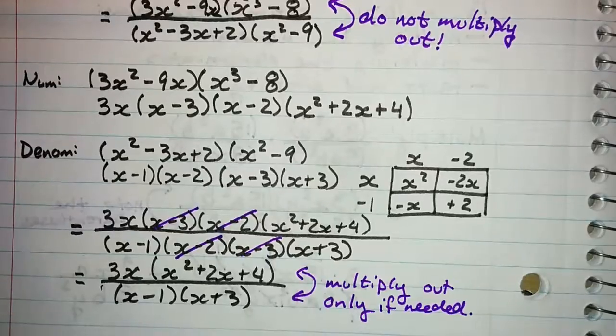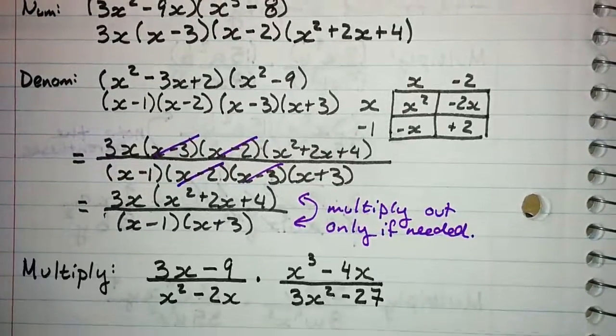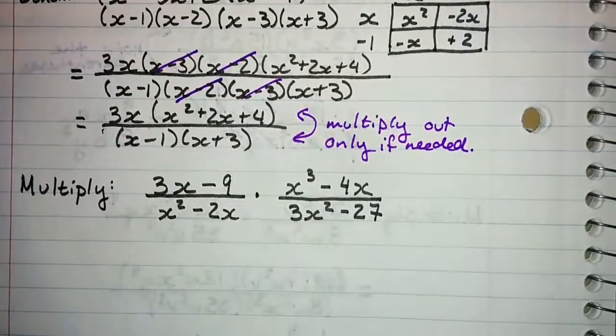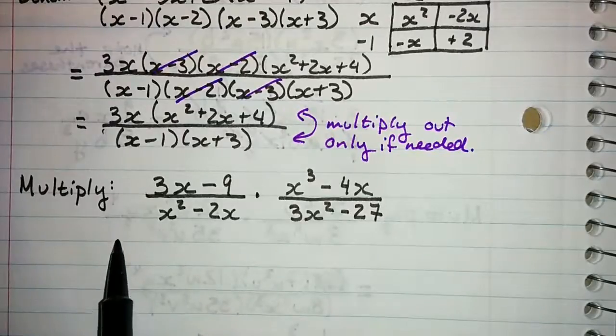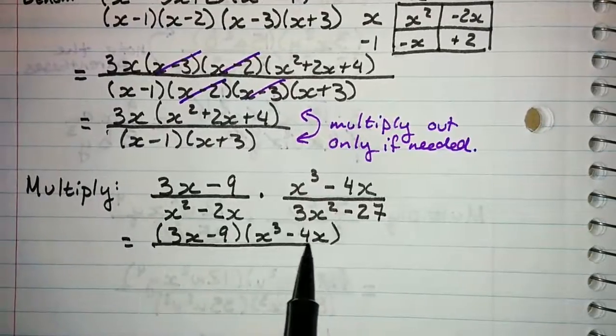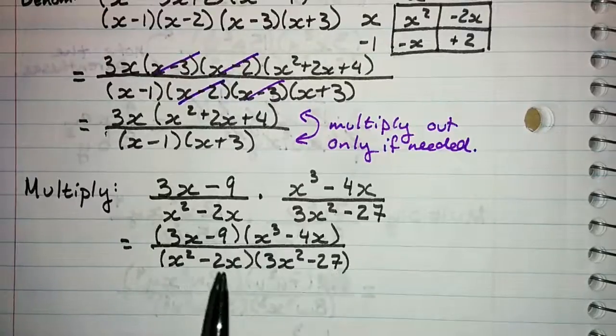All right, I'm going to give you one of these to try. Multiply these two rational expressions. Pause the video and try this now. All right, our first step is to multiply the numerators and multiply the denominators. Our next step is to factor each.